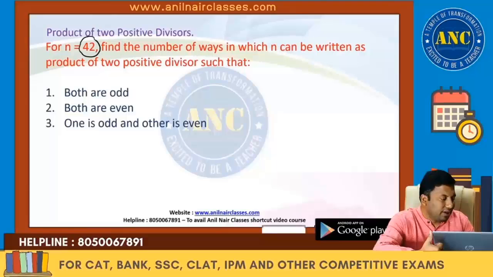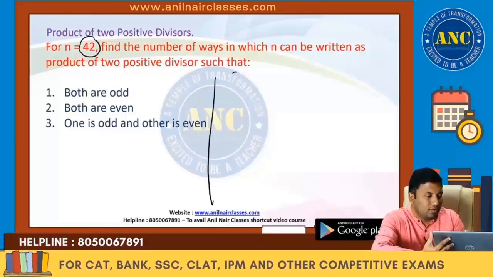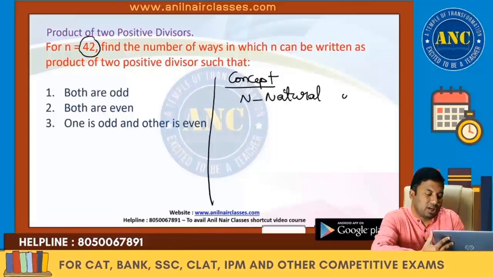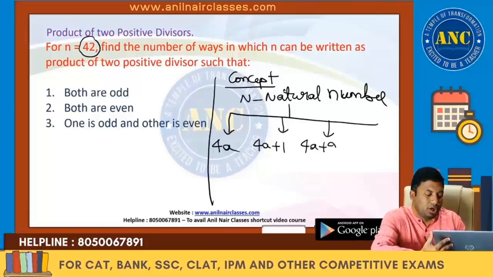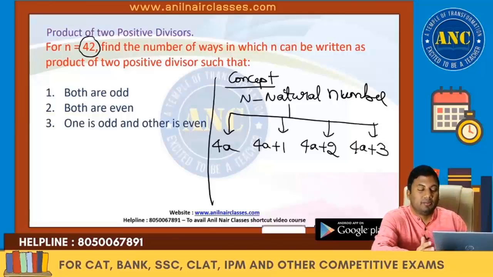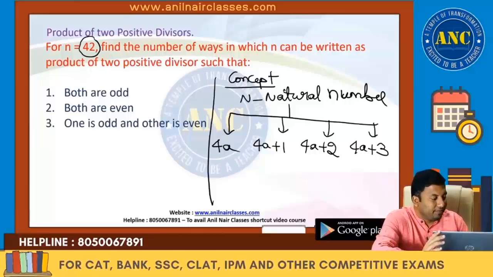Now, one concept. N is a natural number. Listen carefully to this concept. If n is a natural number, it can have these cases: either it will be divisible by 4, or it gives a remainder 1, or it gives a remainder 2, or it gives a remainder 3.